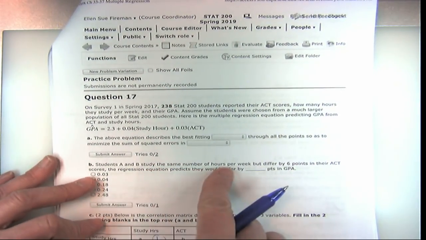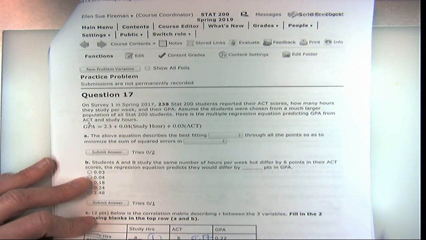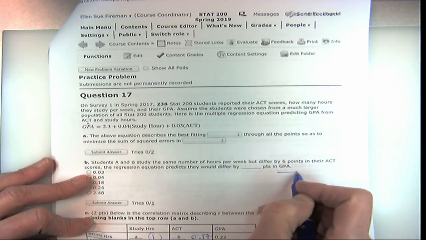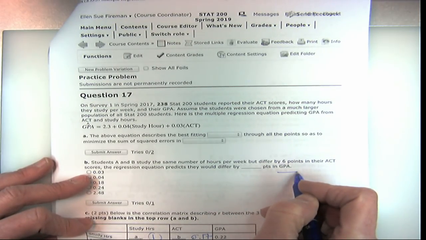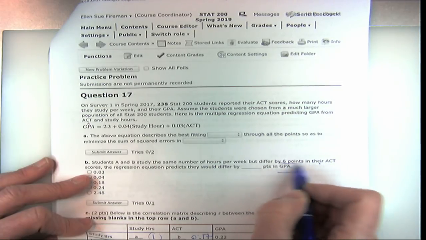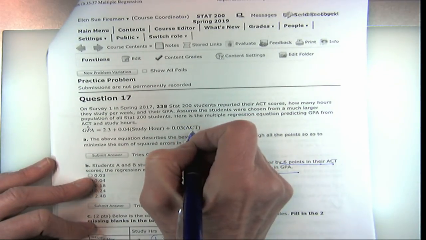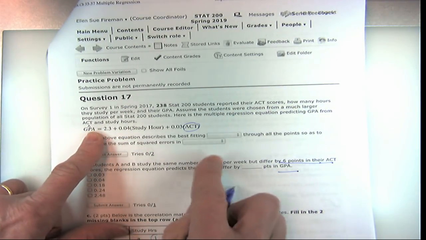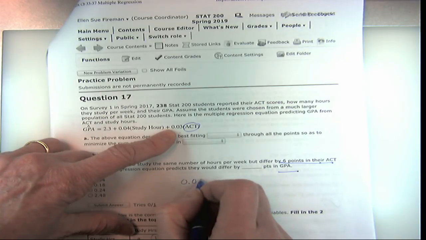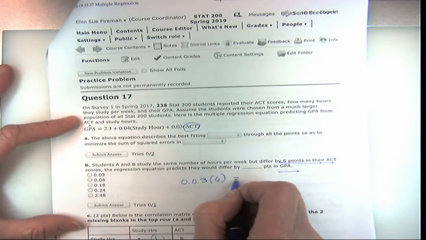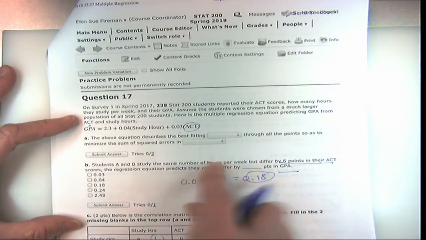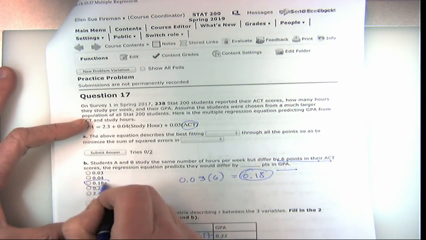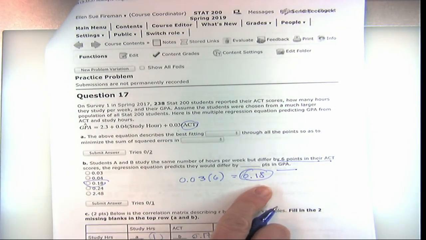Students A and B study the same number of hours but differ by 6 points. So how would you figure out how many? Okay, 6 points in their ACT. So they differ by 6 points in their ACT. How many are they going to differ by in their GPA? Well, 0.03 times 6 is 0.18. So that is the difference between them. Does that make sense to people?